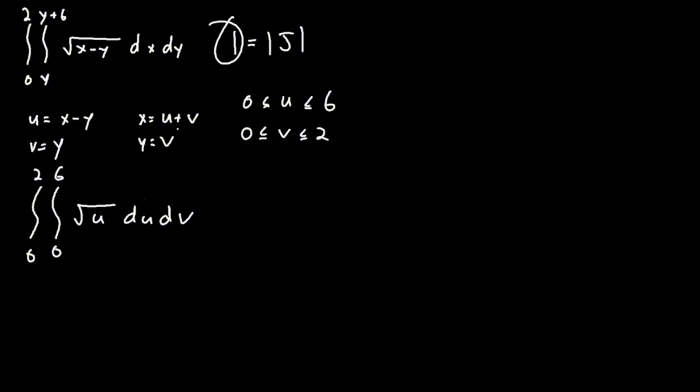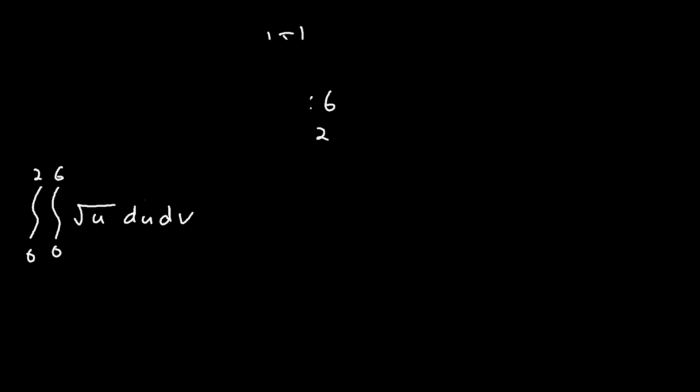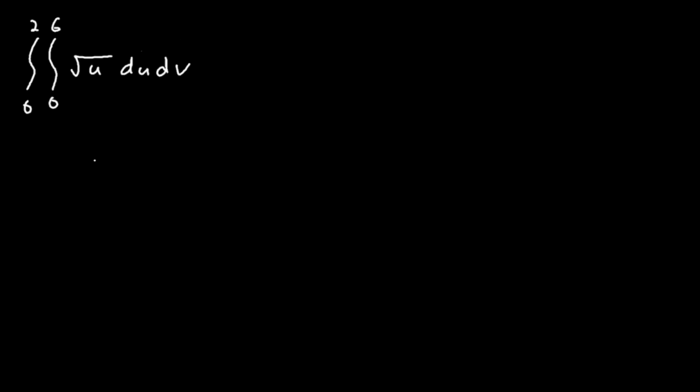And don't forget, we need to multiply by our Jacobian, but our Jacobian is just 1, so if we multiply by 1 with the square root of u, it just stays the same. And all this is just a simple double integral in technically rectangular coordinates that you all are familiar with. So 0 to 6, integral of square root of u du is equal to 2 over 3 u to the power of 3 over 2. And our bounds are 0 and 6 for this.